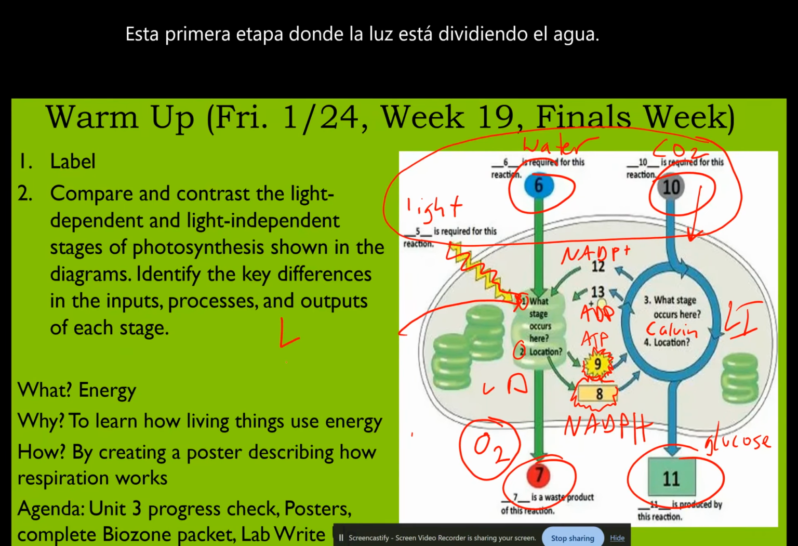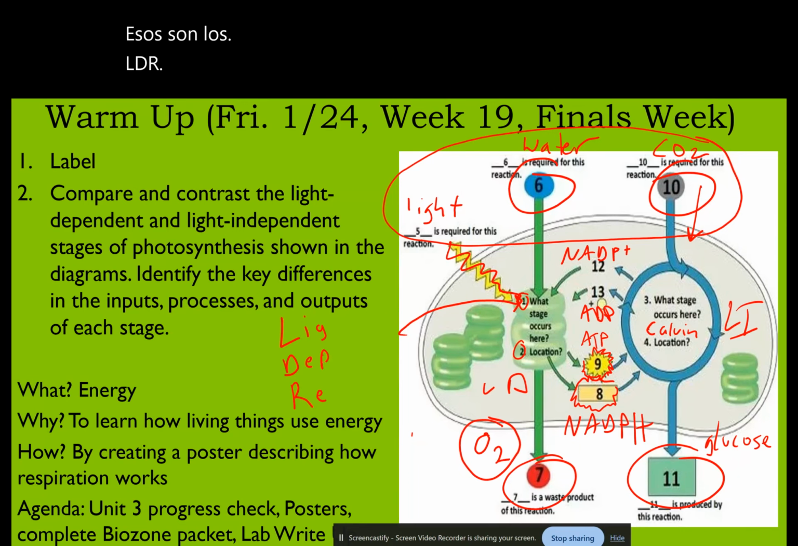Those are the LDR. Don't know? Anybody finish that for me? Light. Dependent. That looks good. Reactions. Yeah, the light dependent reactions.